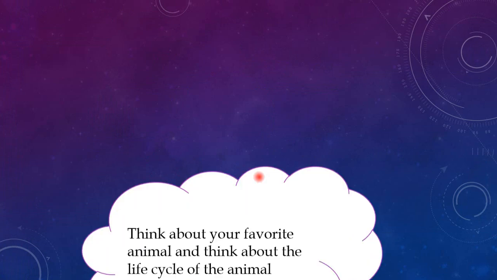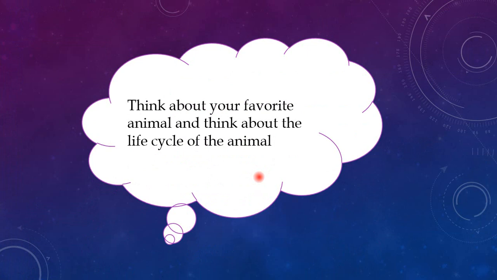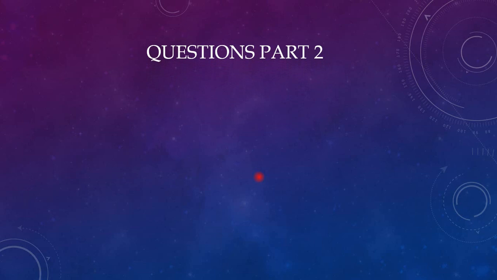So now you already know what explanation text is and you already identified the explanation text paragraph by paragraph. And now it's your time to write a really simple explanation text. What you have to do first is think about your favorite animal and think about the life cycle of the animal. And after you think about the life cycle of the animal that you're gonna write about, first you have to answer these questions.